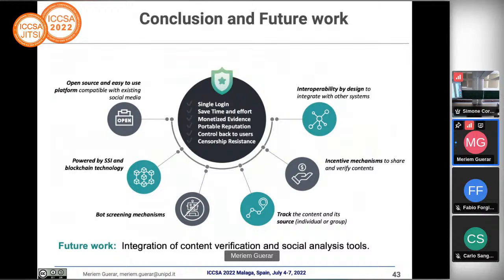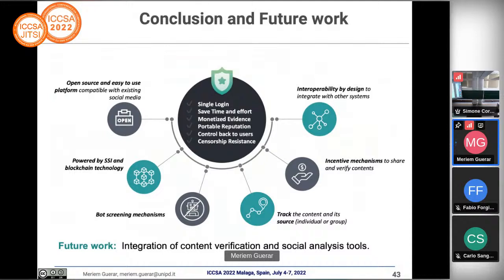Users also can receive a portable social reputation profile based on their behavior in multiple platforms, and it can be used in other contexts and platforms. TSC returns back control to the users on what they see. And finally, TSC is censorship resistant. Once the smart contracts are deployed, no one can delete data or change how the system works, and the algorithm will be transparent to the users.